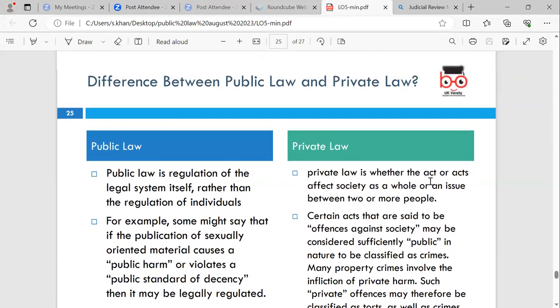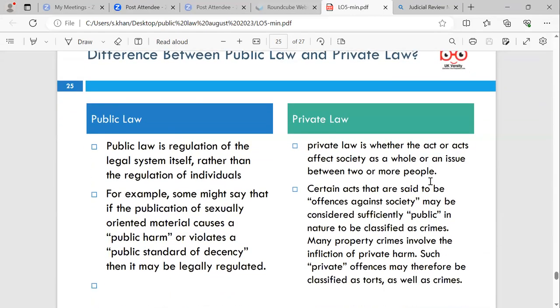The difference between public and private law. Public law is a regulation of the legal system itself rather than the regulation of individuals. For example, some might say that if the publication of sexually oriented material causes a public harm or violates a public standard of decency, then it may legally be regulated.